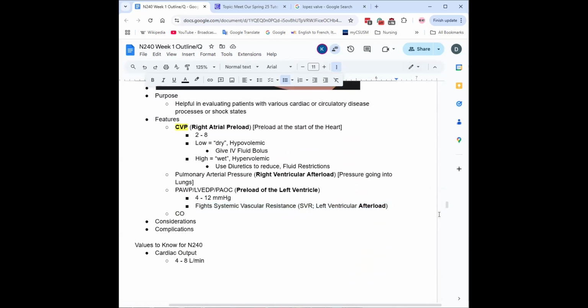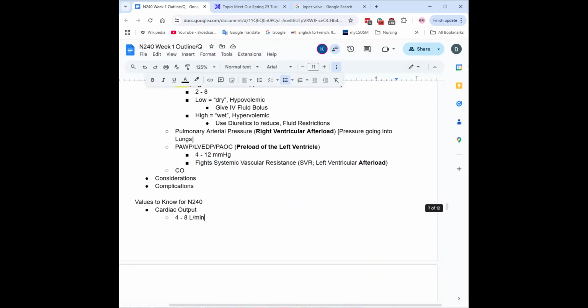Okay, and then we have cardiac output. Not much else to really think about. It's just the cardiac output. Just know the numbers.